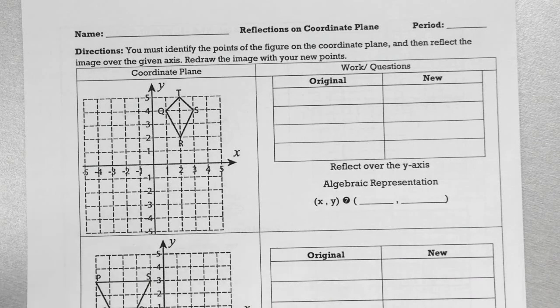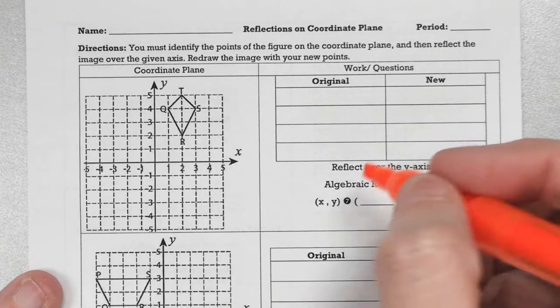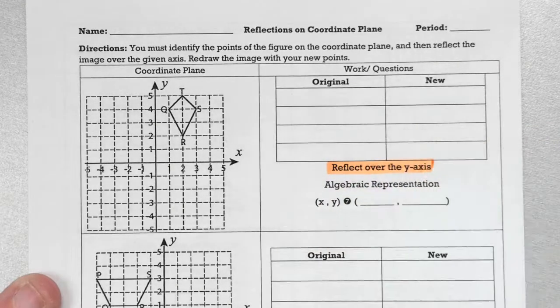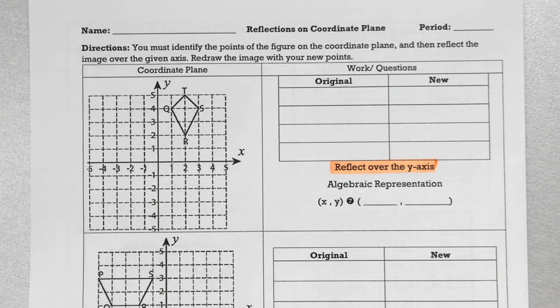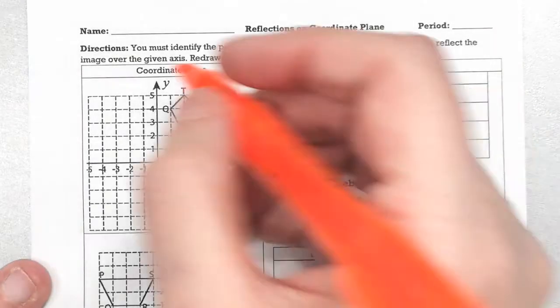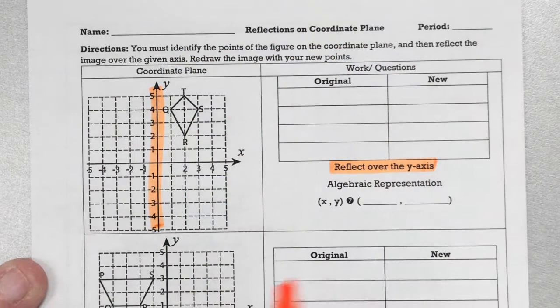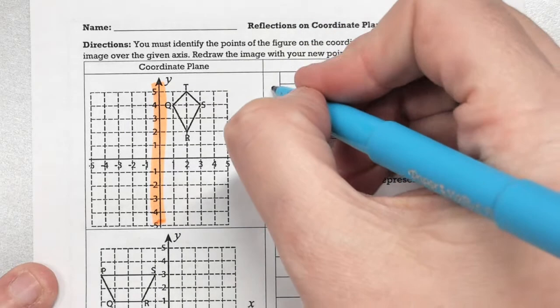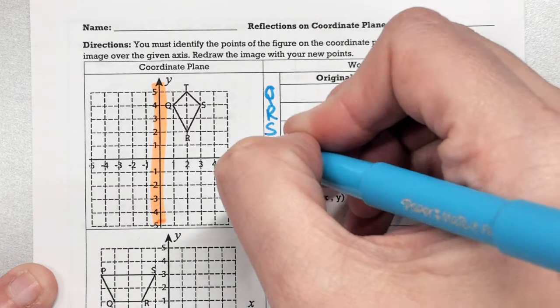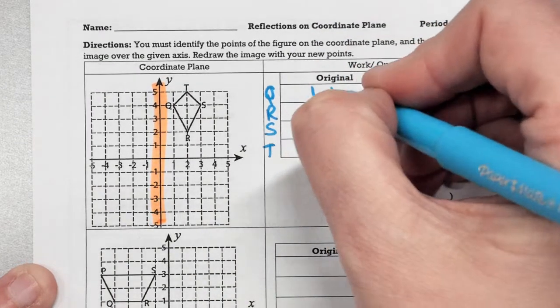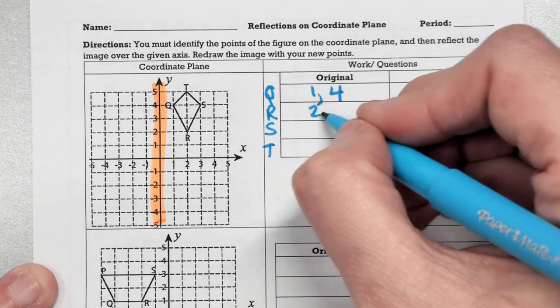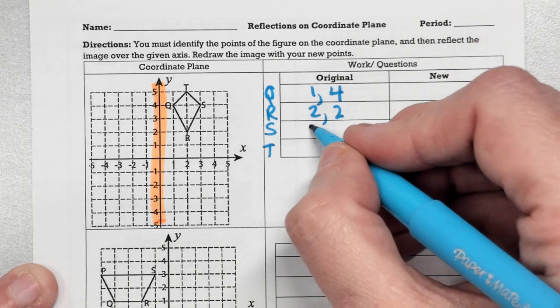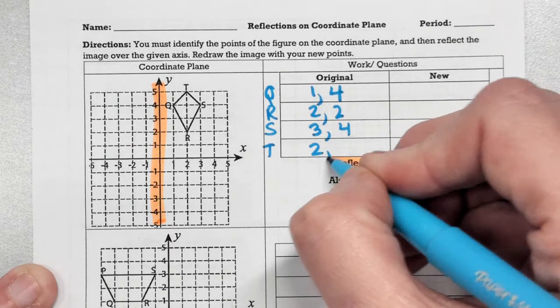So the first thing I'm going to do is find the description they're giving me, okay? They're telling me something happened. They're saying it's reflected over the y-axis. So I'm going to look at the y-axis and highlight it. I highlighted "reflected over the axis." I'm going to highlight the y-axis. And now any points that they give me, I'll just write these down real quick. I have Q, R, S, T, and that's (1, 4), (2, 2), (3, 4), and (2, 5).